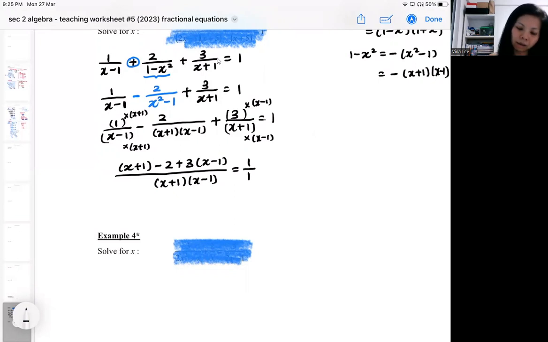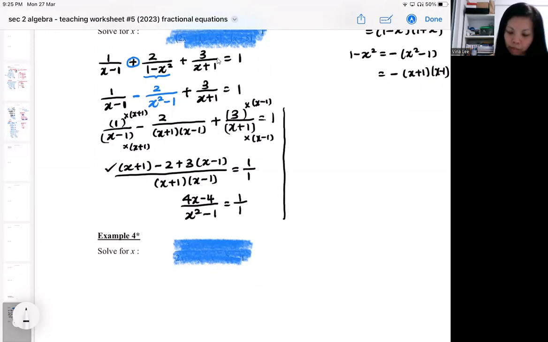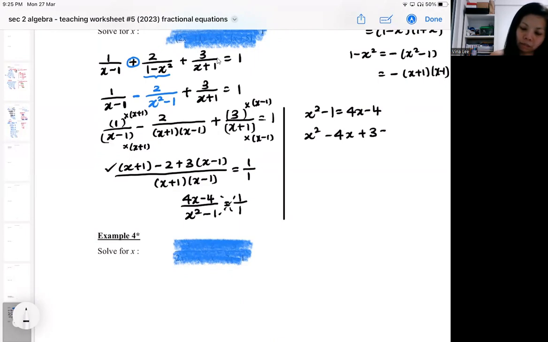So in this case, I can simplify everything first. So you go and simplify the numerator. Okay, if you simplify the numerator properly, you will get 4x minus 4. The denominator will get x squared minus 1. So when you can do this already, you cross multiply. And then it leads you back to a quadratic equation one more time, which you factorize.